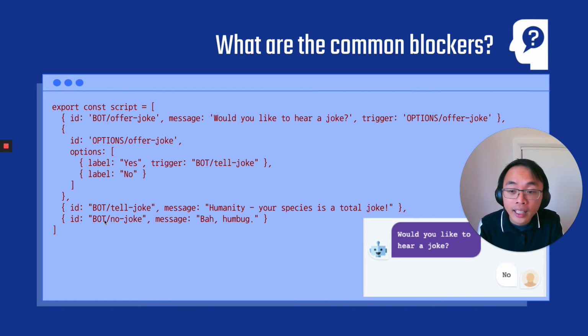And that's why this kind of naming convention is helpful, because it also tells us some intent. This is intended to be the response when the bot doesn't tell a joke. So in this case, we probably want to fill in the trigger here. Label no, trigger, bot, no joke.